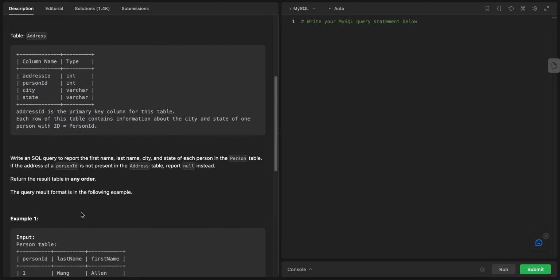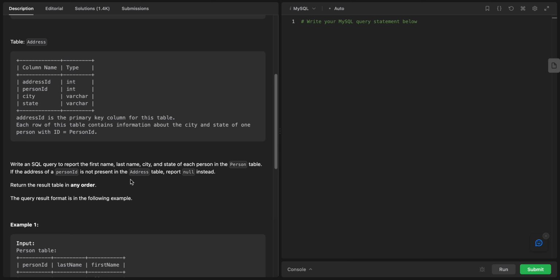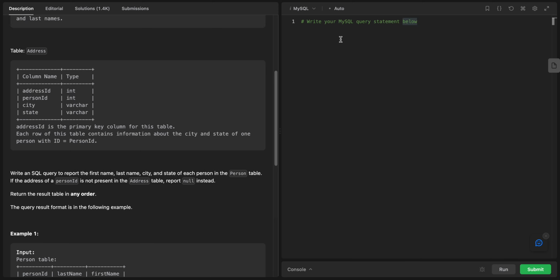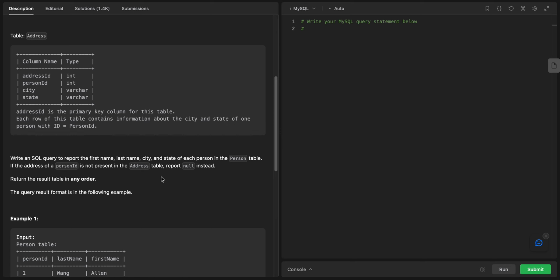We want to write a SQL query to report the first name, the last name, the city, and the state of each person in the person table. If the address of the person is not present in the address table, report null instead. Creating this SQL query is pretty easy, but let's just put everything step by step.